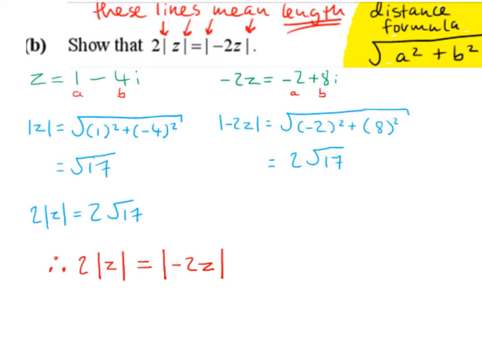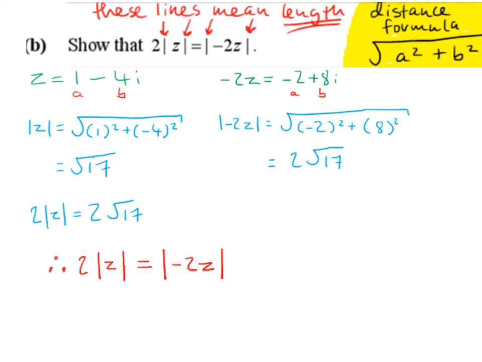Now we're going to work out the modulus of minus 2z. Well, we worked out minus 2z in the previous question to be minus 2 plus 8i. So again, we use our modulus formula, our distance formula. So we have the square root of a squared, which is going to be minus 2 squared, plus b squared, which is going to be 8 squared.